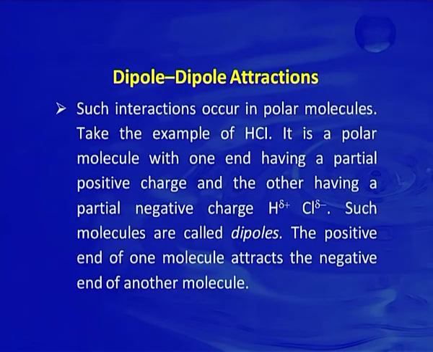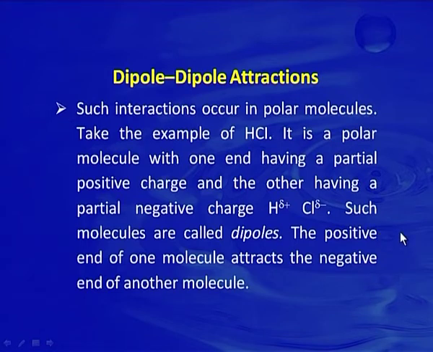Now, the second interaction, dipole-dipole attraction. This is the second intermolecular force. Such interaction occurs in polar molecules. Take the example of HCl. It is a polar molecule with one end having a partial positive charge and the other having a partial negative charge. Here hydrogen has a partial positive charge, whereas chlorine has a partial negative charge. Such molecules are called dipoles.